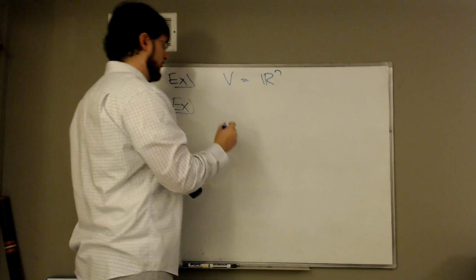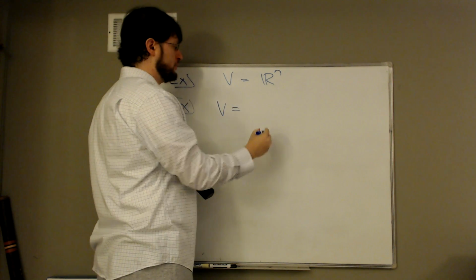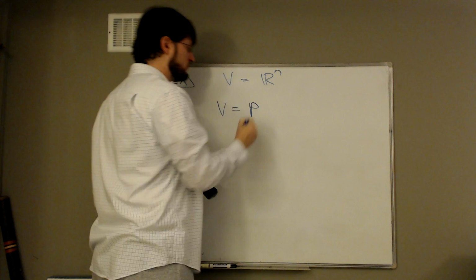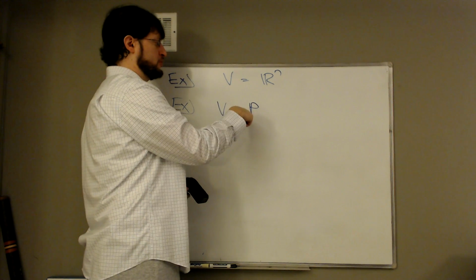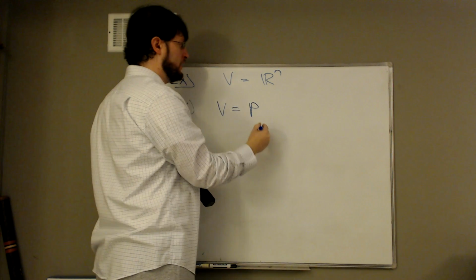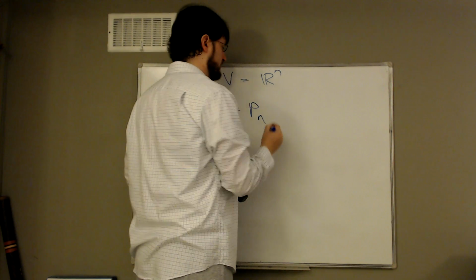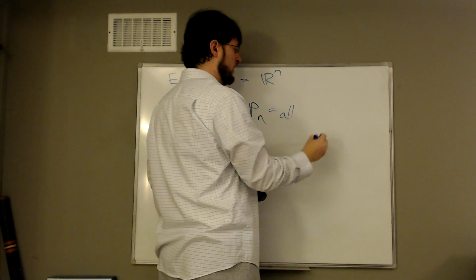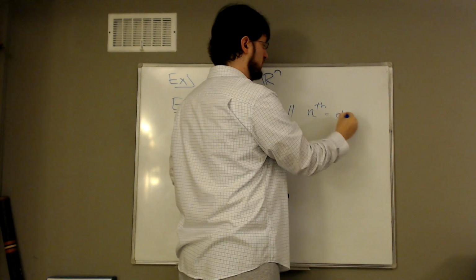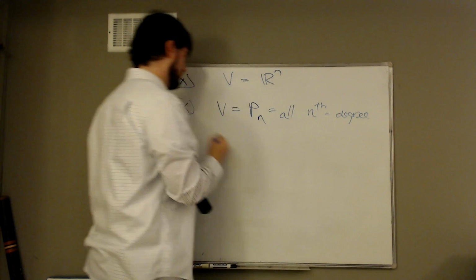Here's another one. All right, so this is a different notation. This is a script P, or a block P, and we're going to call this P sub n. And what this is is all nth degree polynomials.